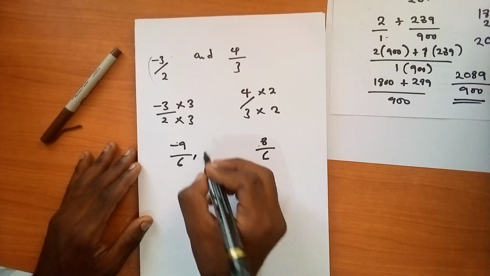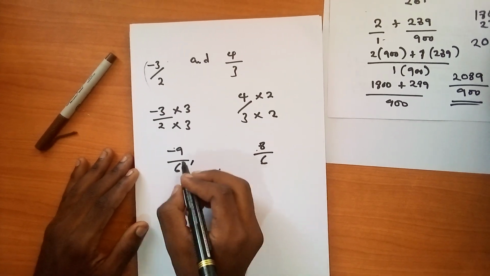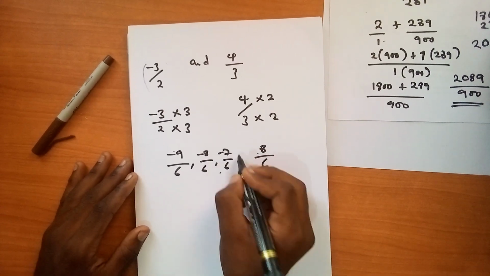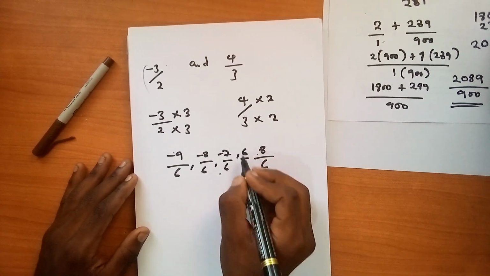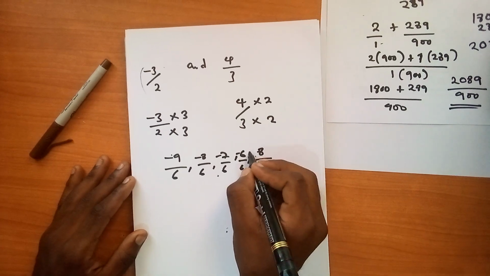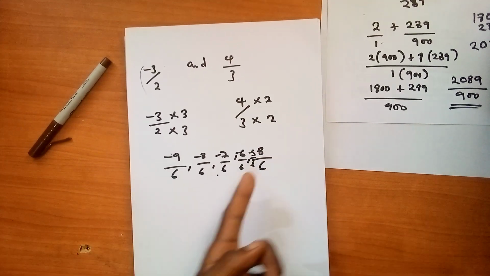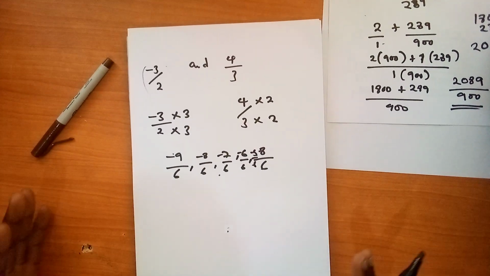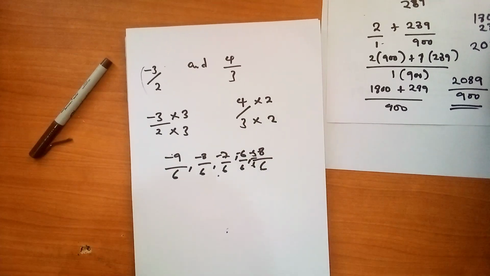So from here you can now start listing. After -9, what do you get? -8/6, -7/6, -6/6. Then you go to -5/6. So see, until you reach 8/6. That means you can list several numbers or several rational numbers that are existing between these two numbers.